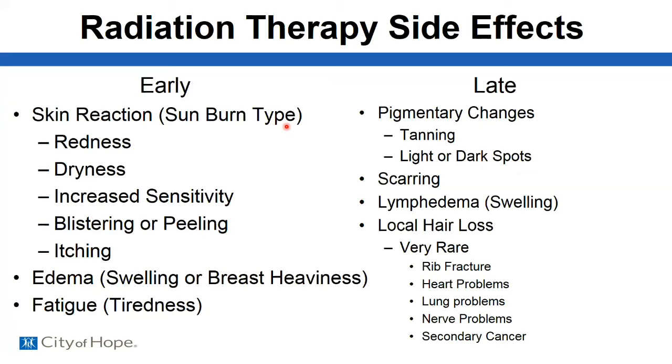I've also seen people with very dark or olive skin get a significant skin reaction, and that can be anywhere from redness and dryness to increased sensitivity or discomfort, just like a sunburn. And it can even be blistering or peeling, and with the dryness you can also get a little bit of itching.